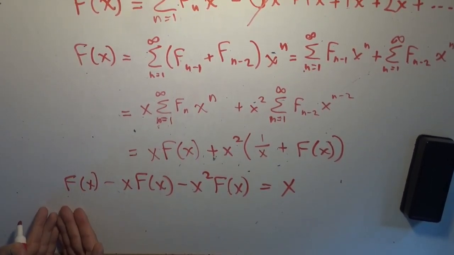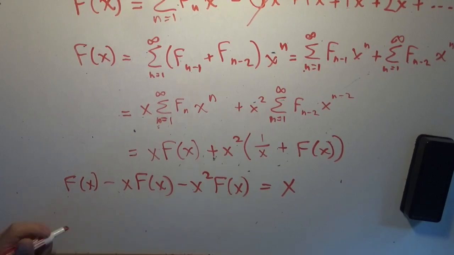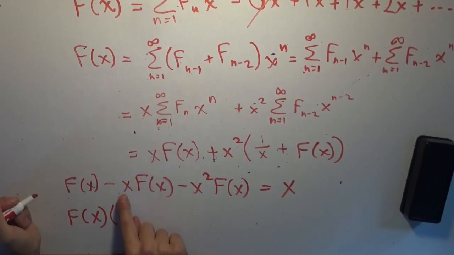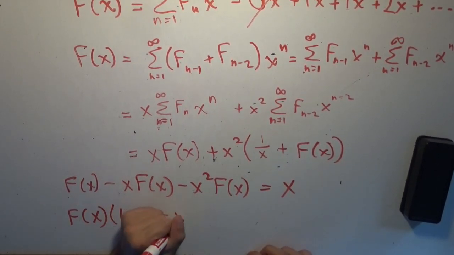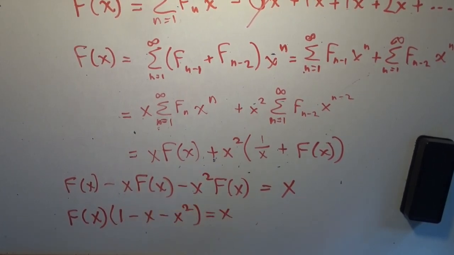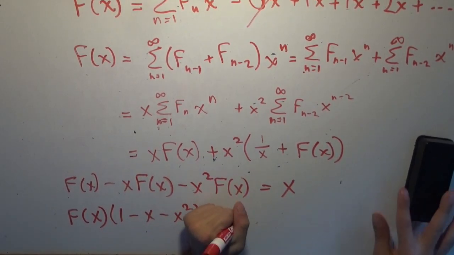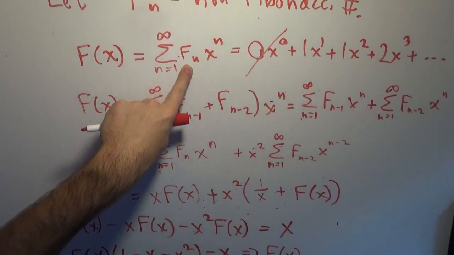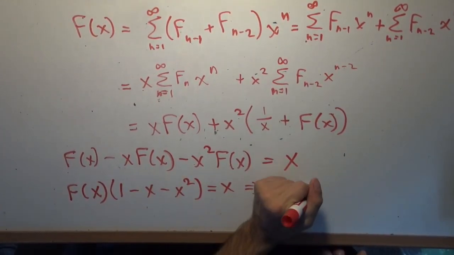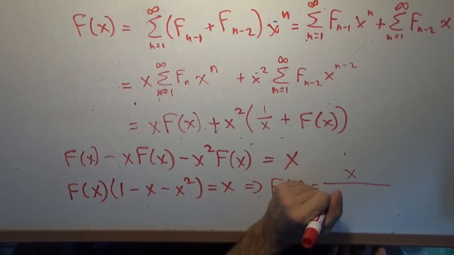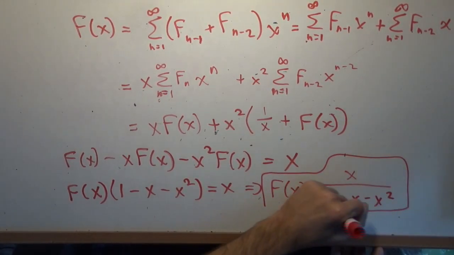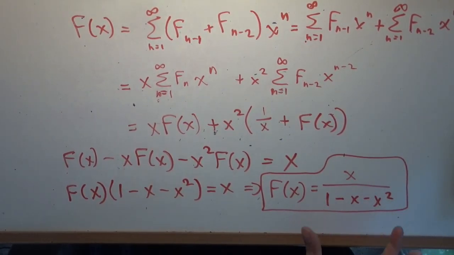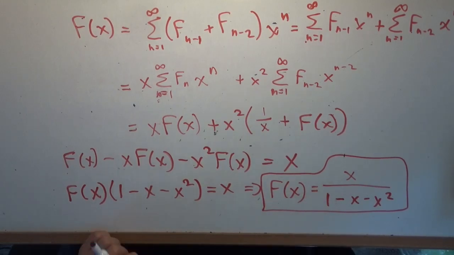And now all we have to do is factor out our term, capital F of x, right? And we get that capital F of x times 1 minus x squared is equal to x, which means that all we have to do is divide by this quantity, and we find out that capital F of x, the function whose Taylor series has Fibonacci numbers as coefficients, is exactly equal to x divided by 1 minus x squared. Isn't that lovely? So the function whose Taylor series has coefficients that are Fibonacci numbers is x divided by 1 minus x squared. A lovely little fact.